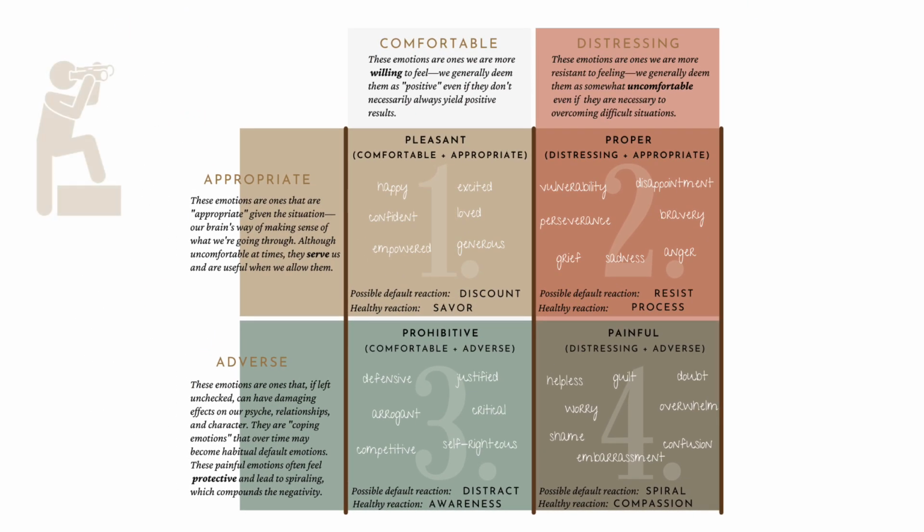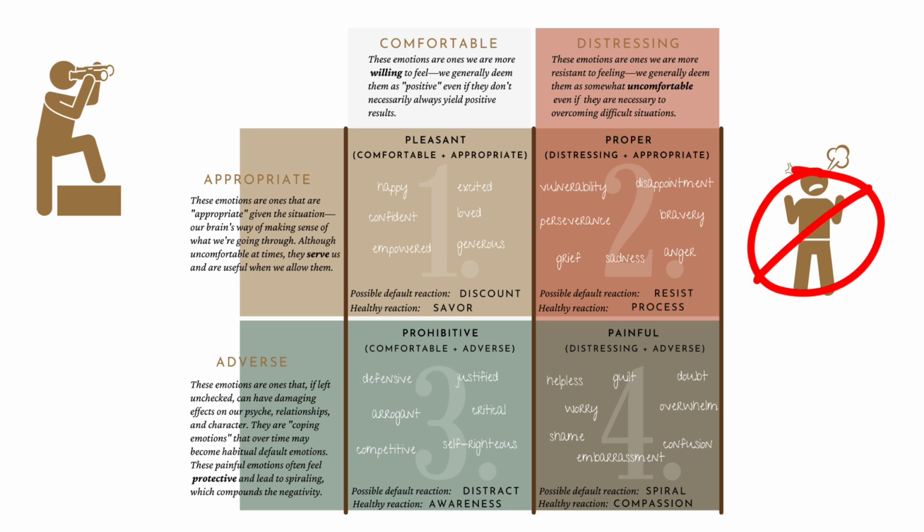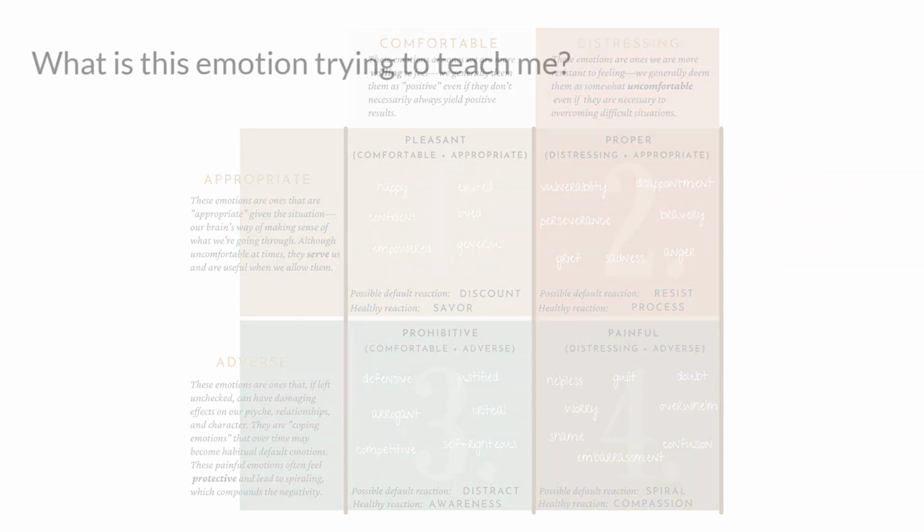Note that awareness is key in determining which quadrant your emotions belong in any given situation. For example, anger may be an appropriate response at times, and at other times it may be adverse. Here are some questions to ask yourself when trying to determine which quadrant the emotions you are feeling belong to. What is this emotion trying to teach me?